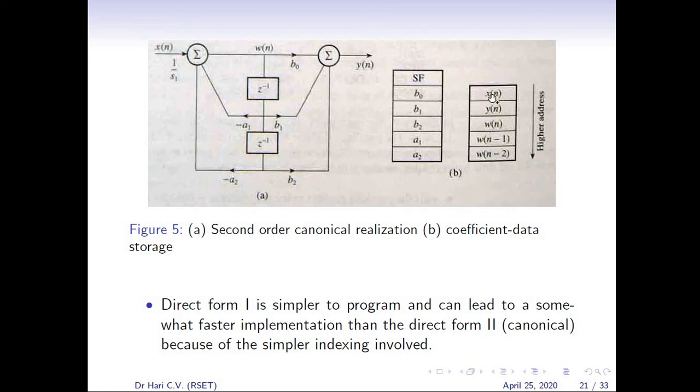node values w of n, w of n-1 and w of n-2. x of n represents the current input and y of n represents the corresponding output. Here the scaling factors b0, b1, b2, a1 and a2 are stored like this. The direct form 1 is simpler to program and can lead to a somewhat faster implementation than the direct form 2 canonical because of the simpler indexing involved.